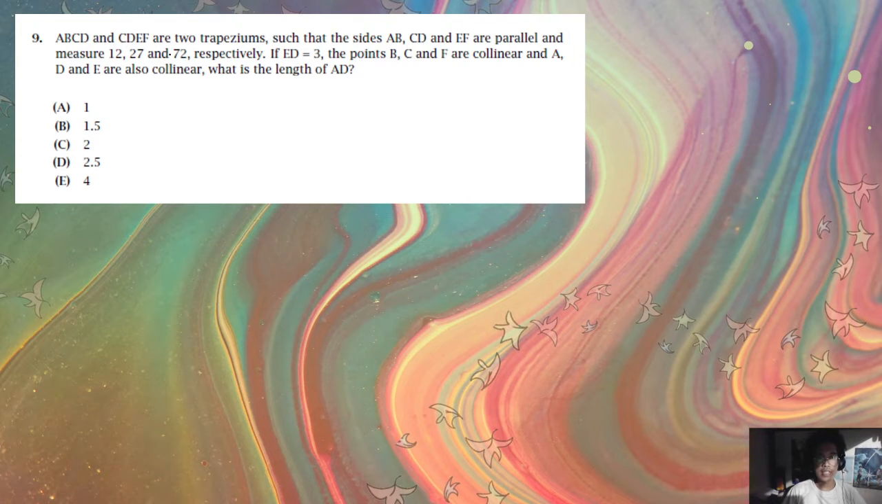ABCD and CDEF are two trapezoids such that sides AB, CD, and EF are all parallel and measure 12, 27, and 72 respectively. If ED is equal to 3, and points B, C, and F are collinear, and A, D, and E are also collinear, so what is the length of AD?